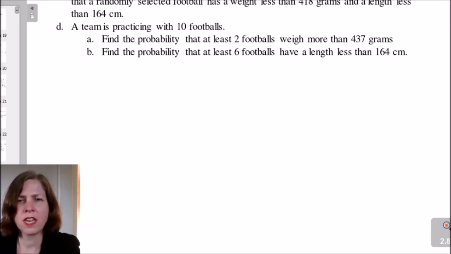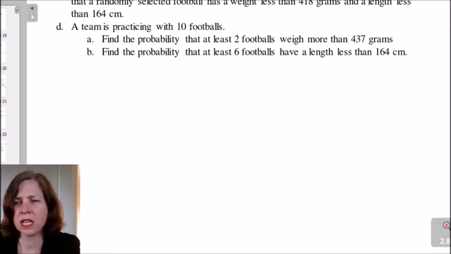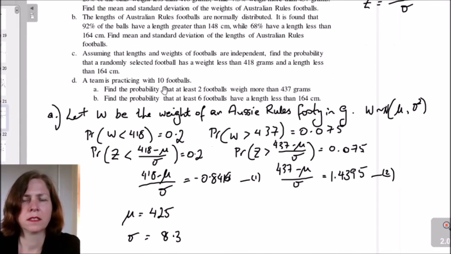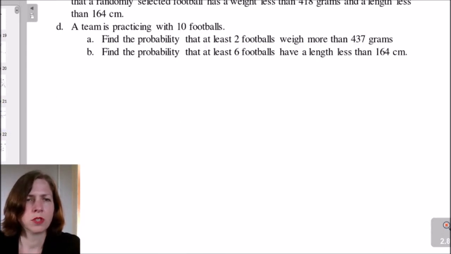In fact, I think the probability that 1 football weighs more than 437 grams was given to me. It was part of my original question. Let's just double check that. Where is that? Yes, there it is. 7.5% weigh more than 437 grams. Okay, so I know that that is 7.5%. I'm just going to jot this down.